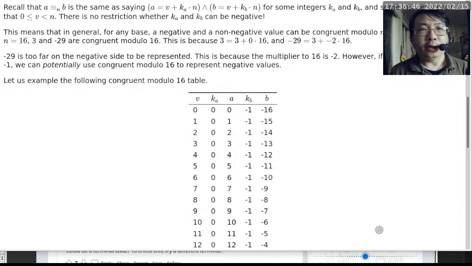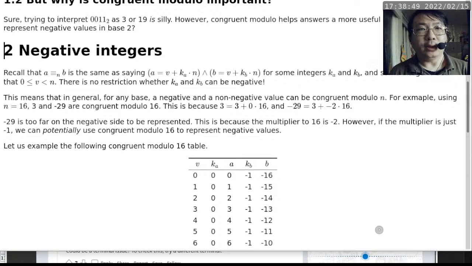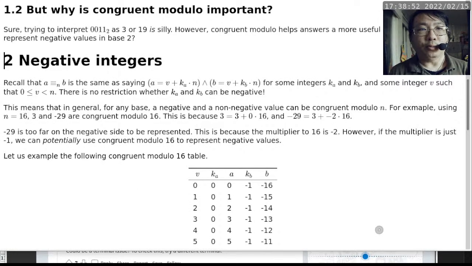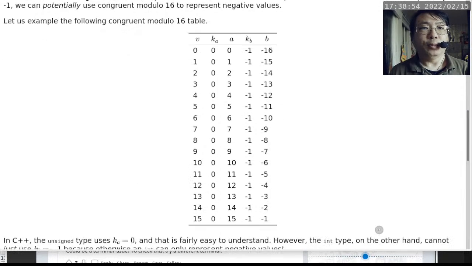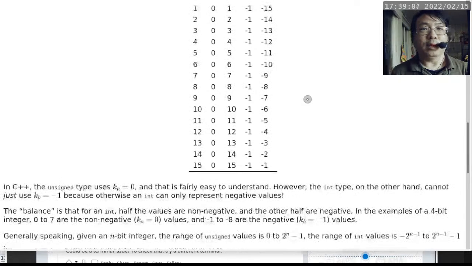Now, kb being negative 1 has a problem, because then every single value that we can represent is negative, which means we can no longer have both positive and negative values. So we want a blend. We want to represent some of the non-negative values, and we also want to represent some of the negative values. How do we strike a balance between those two?